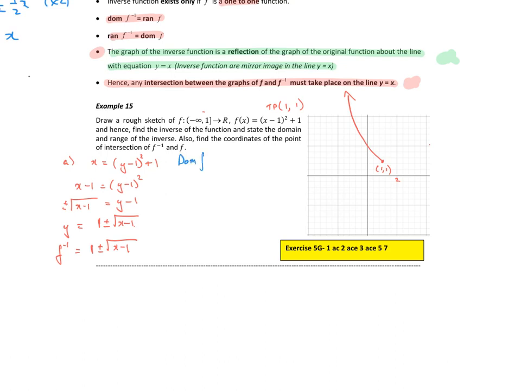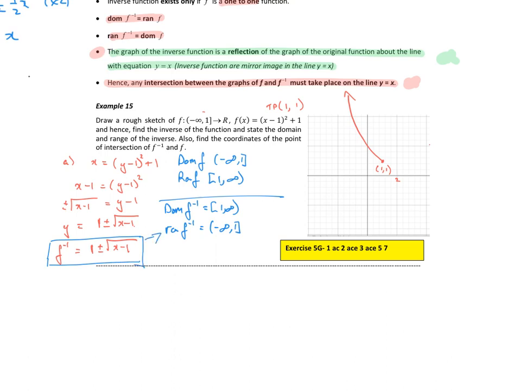The domain of f is minus infinity to 1. The range of f is positive 1 to infinity, which means it's the reverse for my inverse function. So the domain of f inverse is equal to the range, which is 1 to infinity, and the range of f inverse is equal to negative infinity to 1. So now let's look at my inverse function that I've got over here.